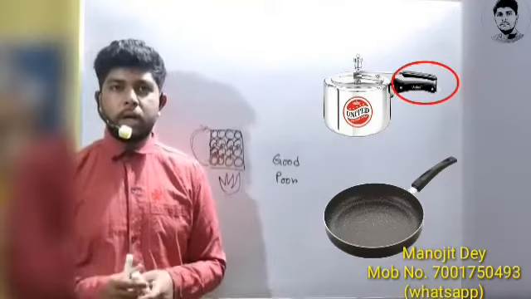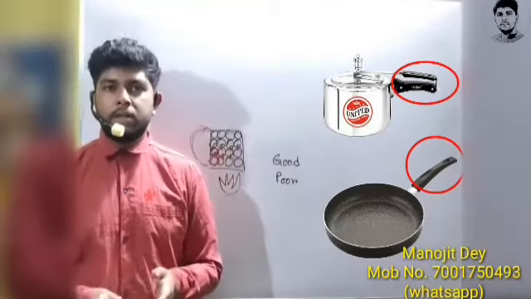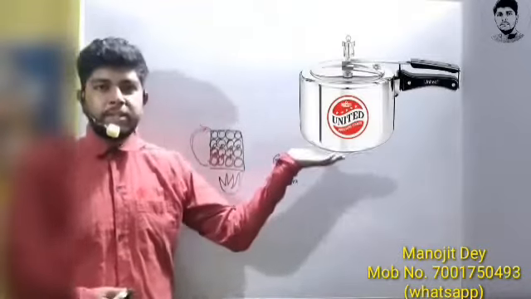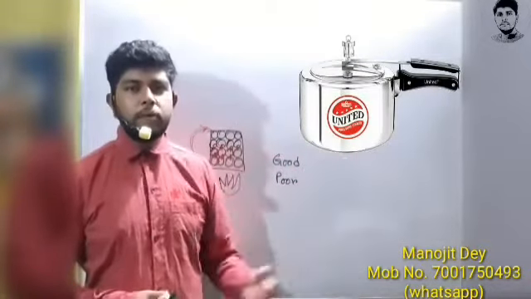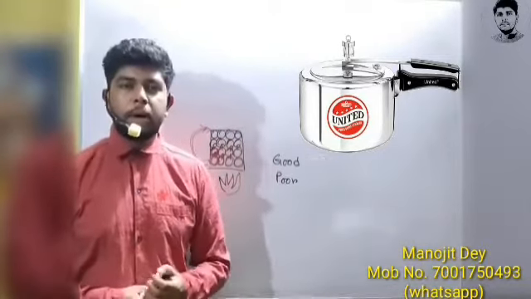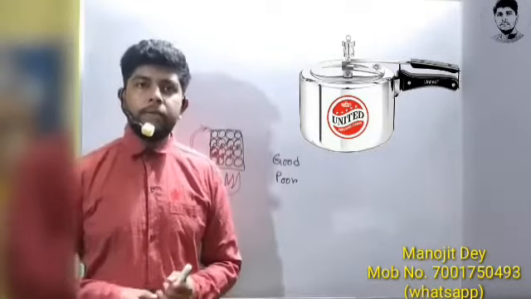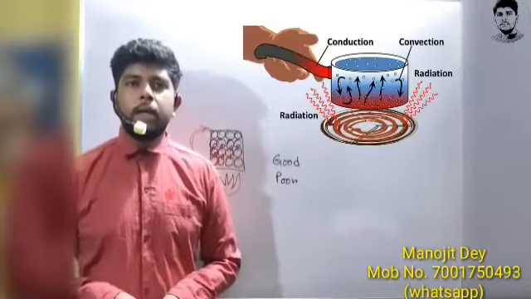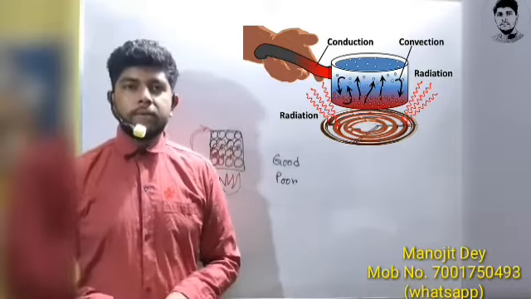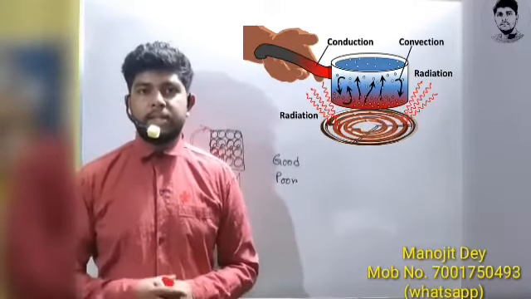But the handles of the pressure cooker or frying pans are made of plastic or wood. Because, see, there is a pressure cooker here. Now the metallic part, if we heat the pressure cooker from the bottom, heat can flow to the handle. Now if we touch or hold the handle, our hand can be burned by that heat. So the handle is made of plastic.